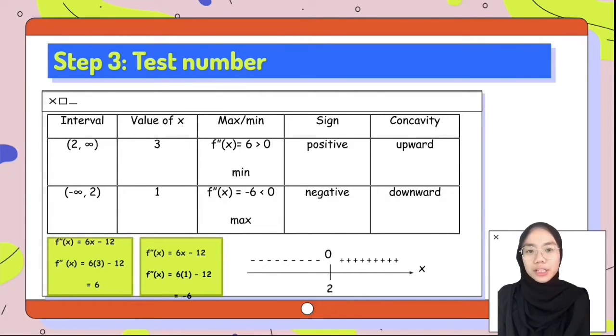So, if the value of the second derivative is greater than 0 on that interval, it is concave upward, and if the value of the second derivative is less than 0 on that interval, it means it is concave downward. To sum up, when the second derivative of f(x) is more than 0 for each value of x on the interval (2, positive infinity), then the function is concave upward on the interval (2, positive infinity). Meanwhile, when the second derivative is less than 0 for each value of x on the interval (negative infinity, 2), then the function is concave downward on the interval (negative infinity, 2).